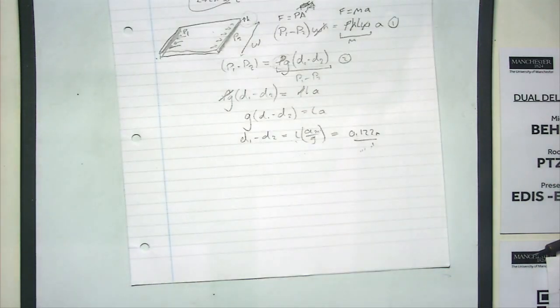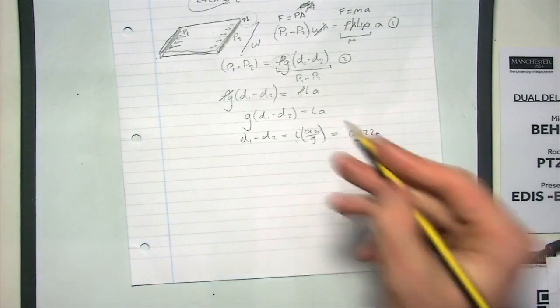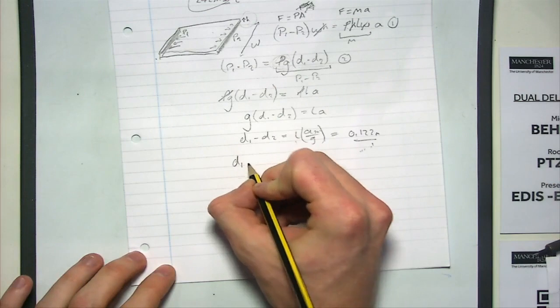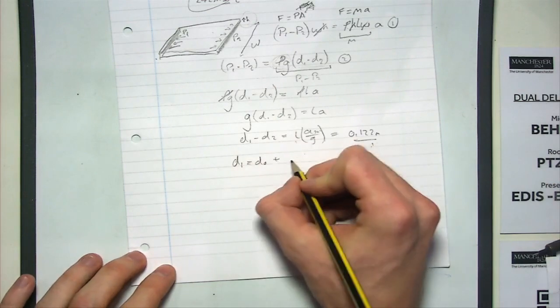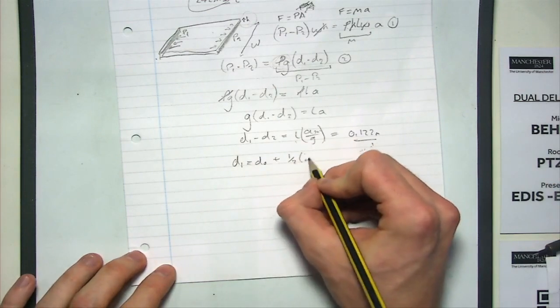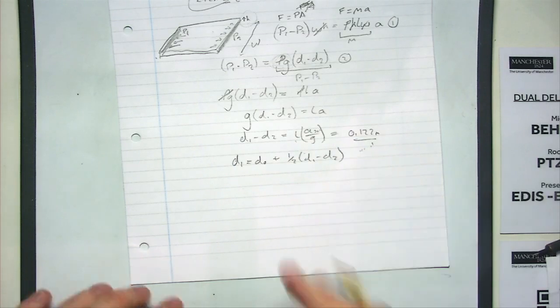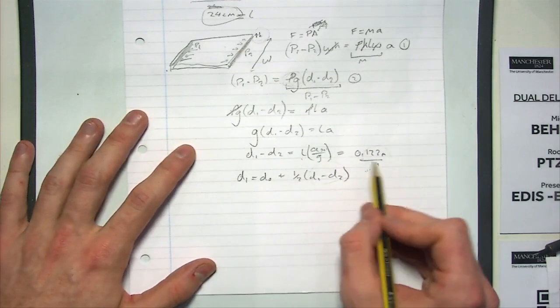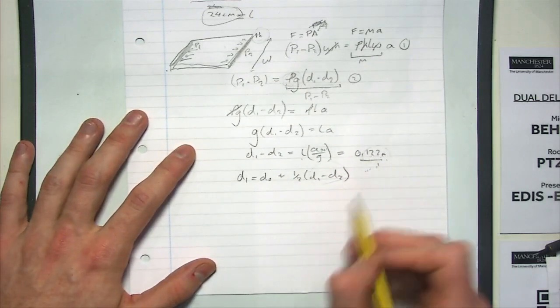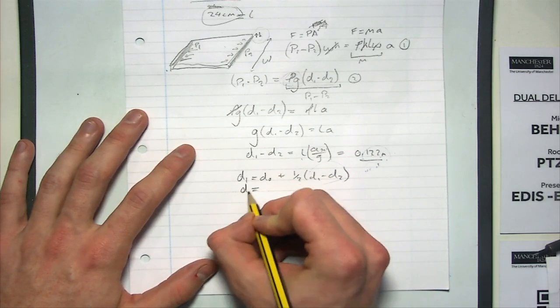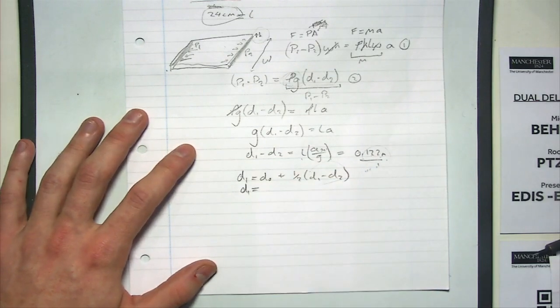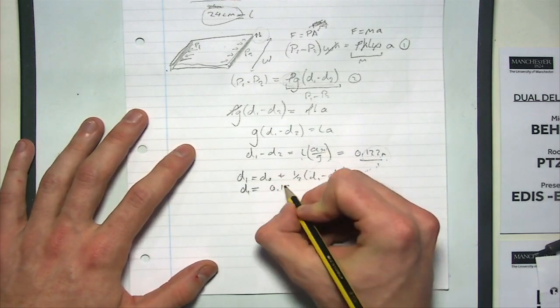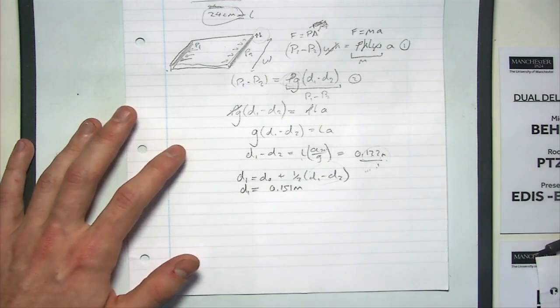So we know that, right? By symmetry, half of that rises up. So we can say that d1 is equal to d0 plus half of the difference between d1 minus d2. Okay, so that's basically what I just explained to you. And remember that d0 was 9 centimeters, and we know this difference is 0.122. So when we put in the numbers, d1 comes out as 0.151 meters. Okay, are we all happy with that?